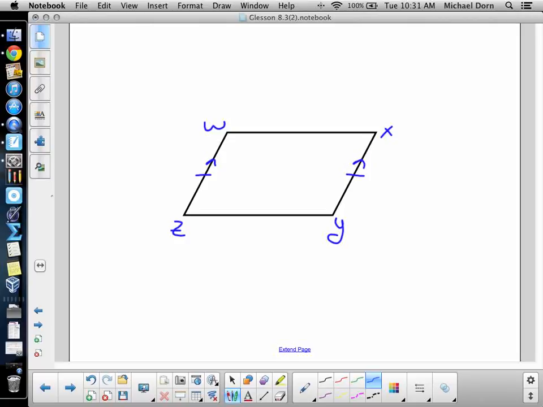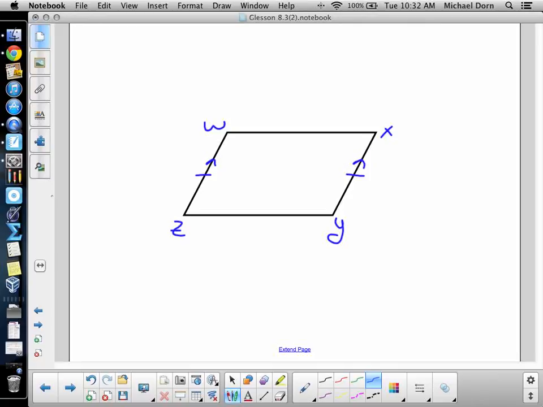Okay. So then it says, what other information is not necessarily true? Angle Y plus angle W equals 180. Is that true? Not necessarily. And that's our answer. So which one is not necessarily true? That is not necessarily true. Does WX have to be congruent to ZY? Yes, because it's a parallelogram. That must be true.